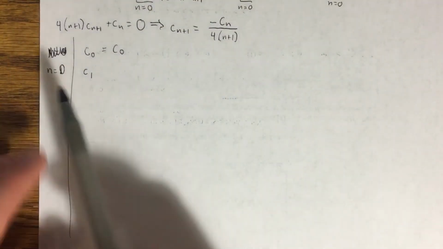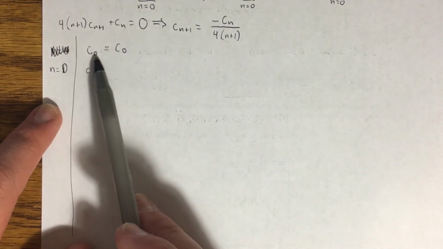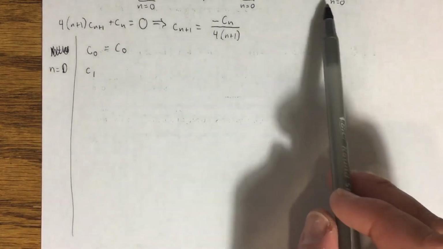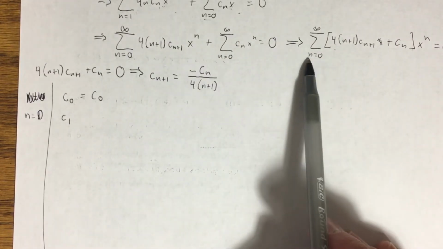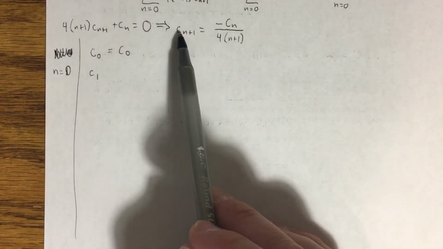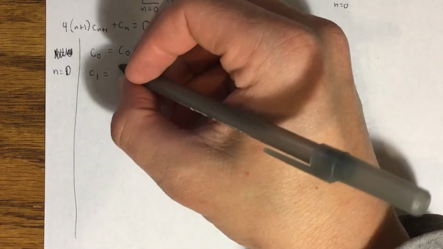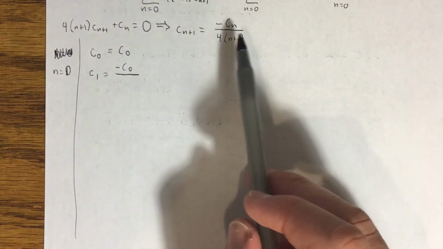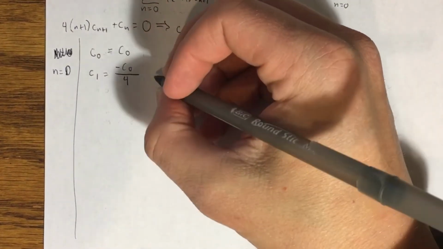Oh, sorry, I meant to offset this. So I'm plugging n into this formula right here. We're not plugging anything in for n to get c_0. c_0 is just equal to c_0. But then when I plug n equals 0, notice that's the very first value of n that I would be using in my series up here, in this formula, that n equals 0 turns this into c_1 because it's 0 plus 1 right here. And that would equal negative c_0 over 4 times 0 plus 1. So that's just 4. Okay?